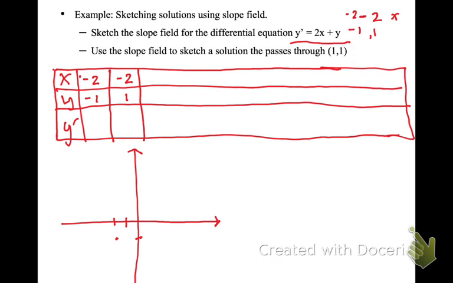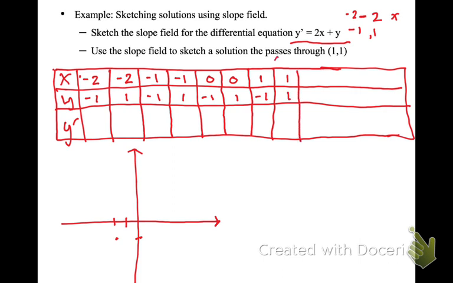Okay, so then we'll do -1. We're moving across the x-axis. -1 for x, -1 for y. -1 for x, 1 for y. Get what I'm doing now? And then I go 0 for the x, -1 for the y. 0 for the x, 1 for the y. 1 for the x, -1 for the y. 1 for the x, 1 for the y.